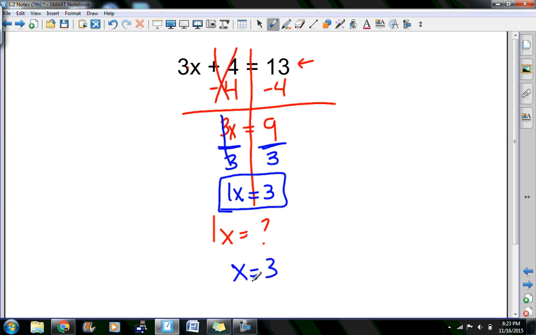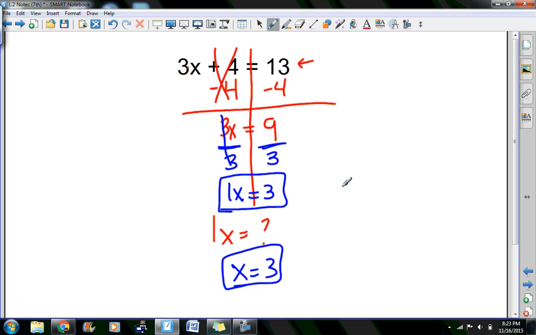Now, the most important thing on these problems is to check your answer. The reason why I like linear equations is because it's easy to know at the end of a quiz or a test exactly how many problems you got right or wrong. All I have to do is take this value of x and put it back into the original equation. I will know right away if my problem was right or wrong.